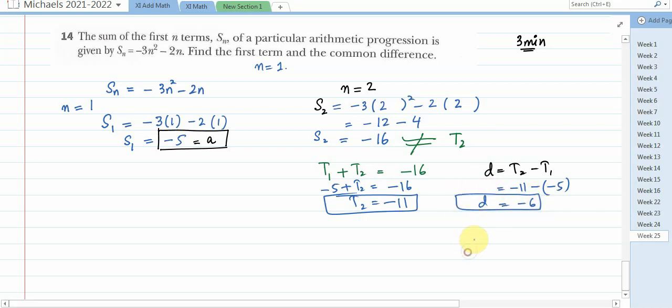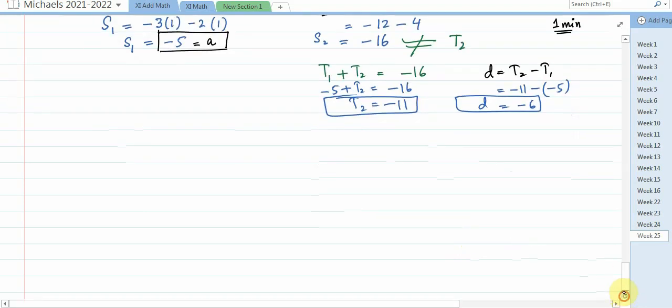Alright, so I hope that it is clear to you. And if you need to note it down in your copy, you have a time of 1 minute to note it down, so start. Alright, moving on towards the next question.